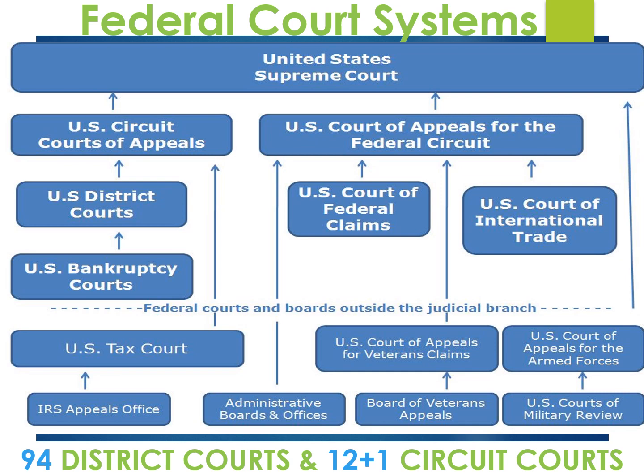So there are 94 of the district courts, and then there's 12 plus 1 of the circuit courts. That's 12 plus the Federal Circuit Court of Appeals, the U.S. Court of Appeals for the Federal Circuit. And the federal courts handle basically federal issues. So they handle issues related to veterans. They handle issues related to the tax code. They handle those sorts of issues, international trade and federal claims and things like that. And again, it can also handle matters where you have citizens from two states, and that's called diversity of jurisdiction.